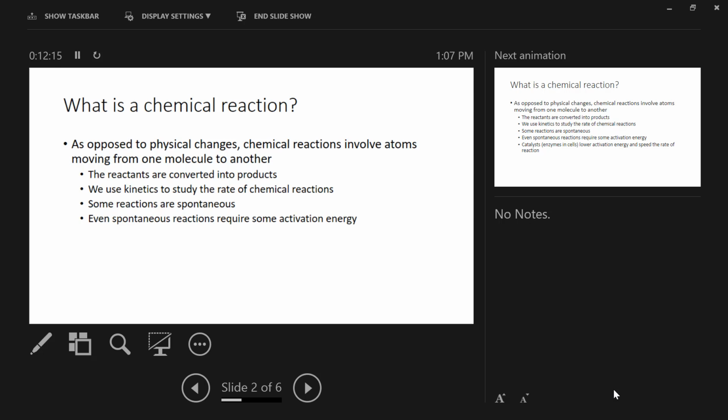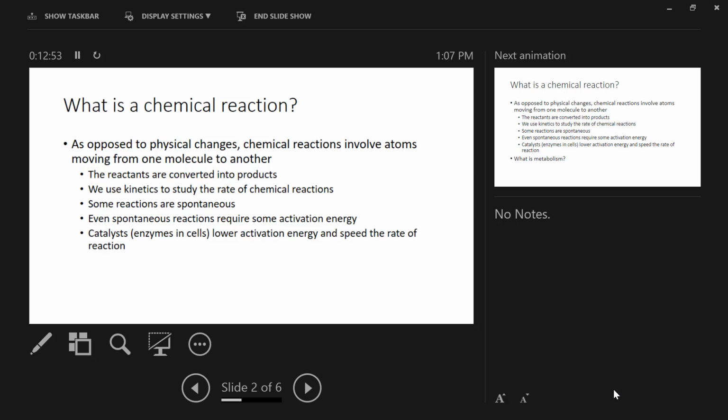Which means they have to invest some activation energy to force these reactants together, because the cells can't just wait for these reactions to happen. So there are materials called catalysts. In cells, these are usually enzymes. They aren't always. There are other catalysts in cells, but in cells it's usually enzymes. They lower the activation energy, and therefore they speed the rate of reaction.